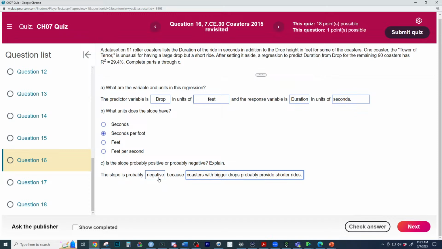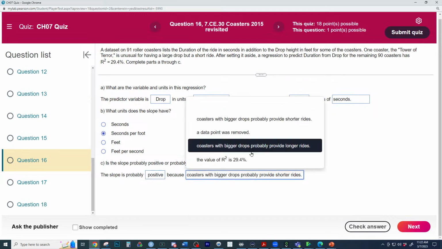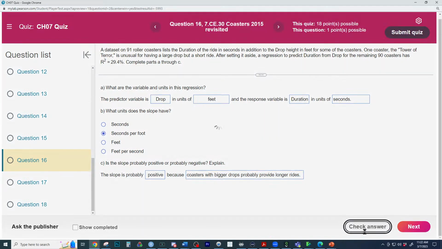So if you were to get it wrong, you'd want to get it wrong like this. But you want to get it right, though: coasters with bigger drops provide longer rides, bigger drop, longer, positive relationship. And once again, the other one would be bigger drops, shorter rides, negative relationship. So those are the key learning objectives, which we always try to go for right there, and why we sometimes do a problem, because, yeah, a little tricky right there.